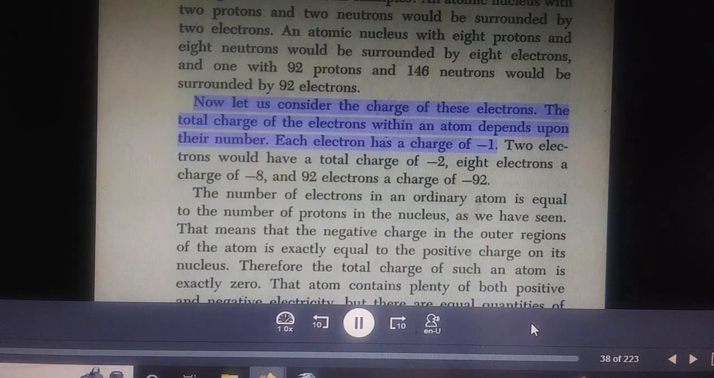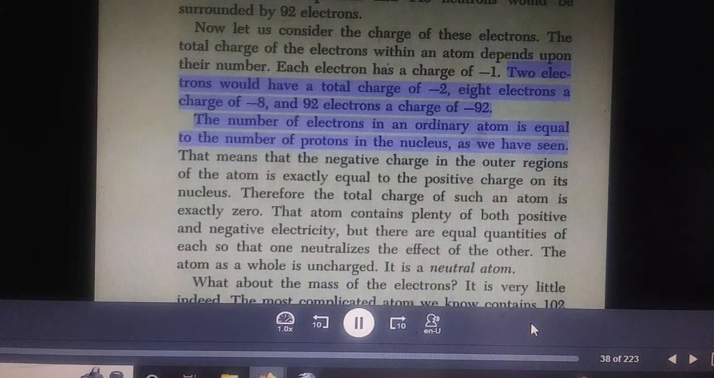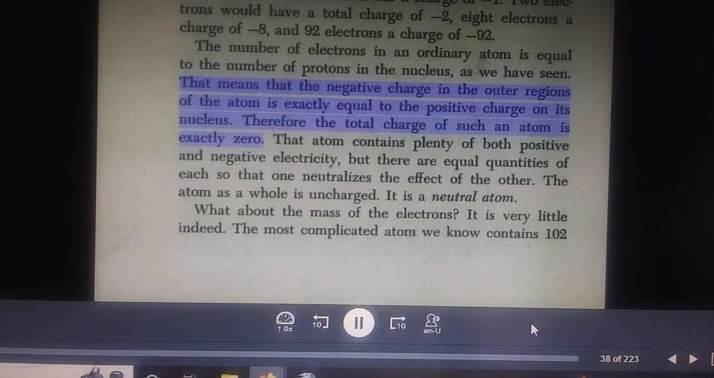Now let us consider the charge of these electrons. The total charge of the electrons within an atom depends upon their number. Each electron has a charge of -1. 2 electrons would have a total charge of -2, 8 electrons a charge of -8, and 92 electrons a charge of -92. The number of electrons in an ordinary atom is equal to the number of protons in the nucleus, as we have seen. That means that the negative charge in the outer regions of the atom is exactly equal to the positive charge on its nucleus.